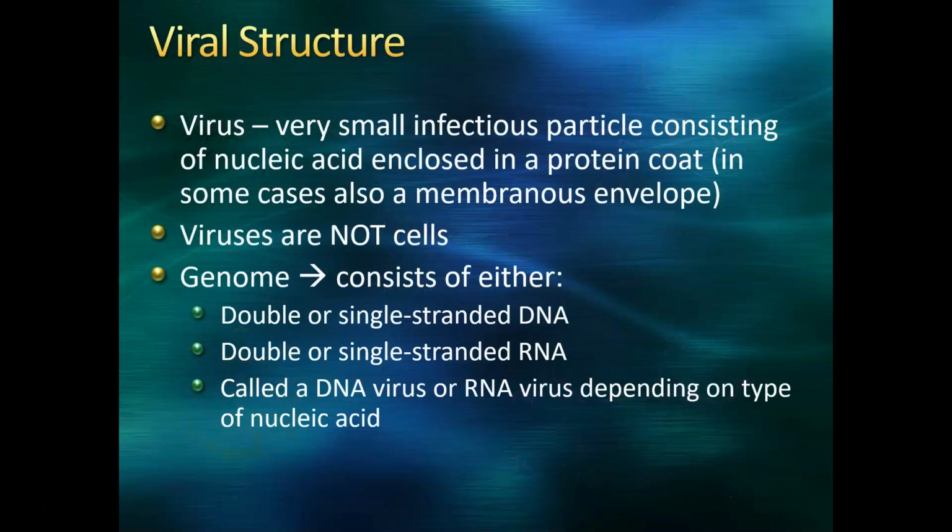So, first off, let's start off by defining what a virus is. A virus is a very small infectious particle, and it contains nucleic acids enclosed in a protein coat. At its most basic form, it's genetic material and protein. That's it. There is also a class of viruses that can have a membranous envelope around that protein coat, but every virus contains genetic material and protein, and then some of them have that additional layer outside that protein coat. Now, keep in mind, viruses aren't cells.